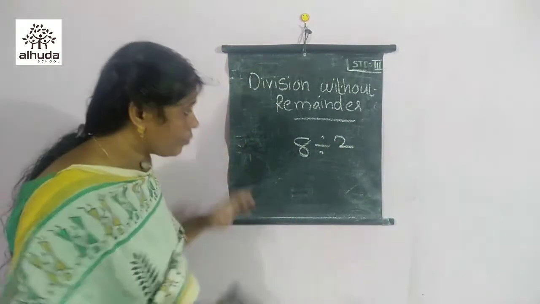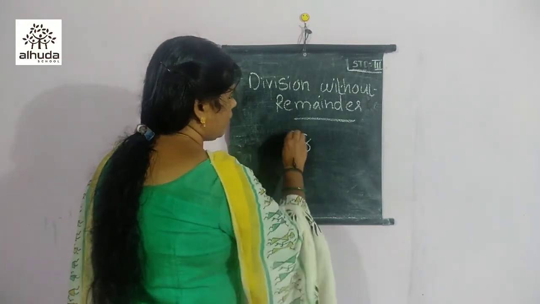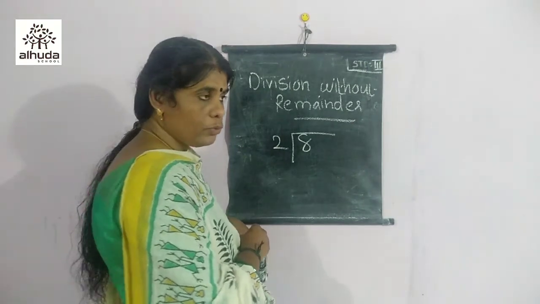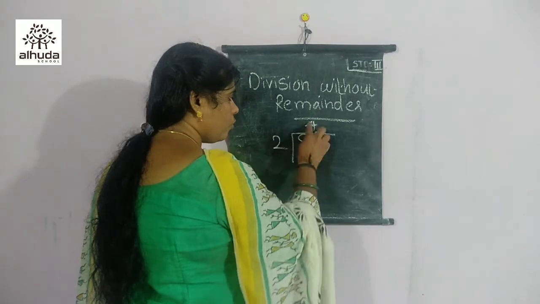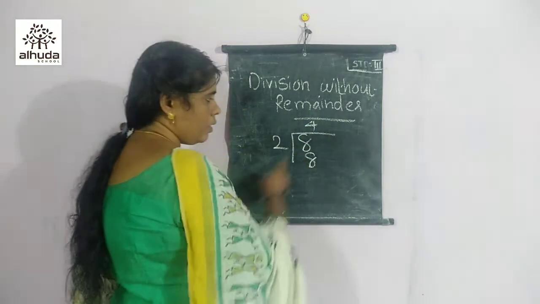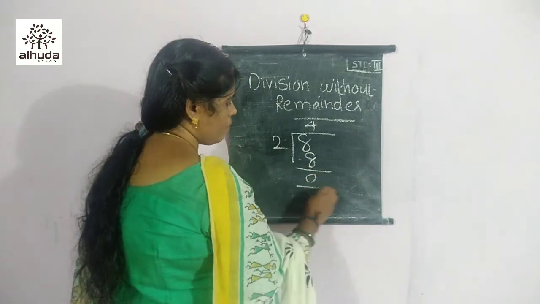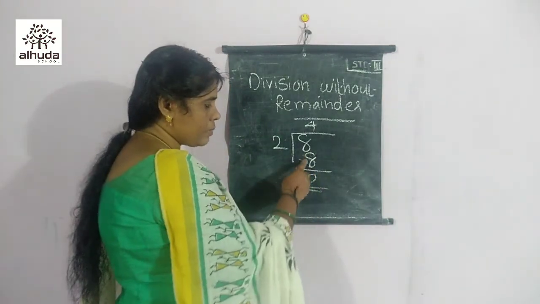8 divided by 2. You should recite the table of 2. 2 ones are 2, 2 twos are 4, 2 fours are 8. You should multiply both these and write here. Then subtract. So the remainder is here. This number is called remainder. Remainder here we got after subtraction.